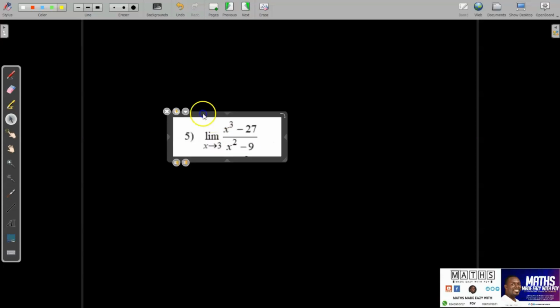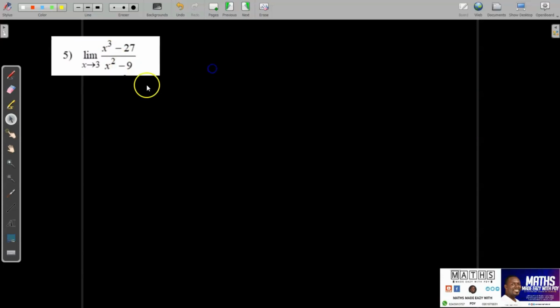So this is number 5. For number 5, you needed to factorize. So the question now is, how do we factorize easily? I believe you've done polynomial functions and division of polynomial functions. Therefore, let us factorize by dividing these two functions, s cubed minus 27 and s squared minus 9.